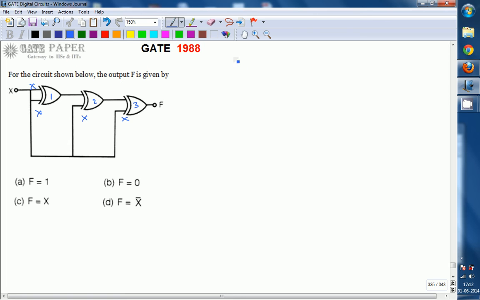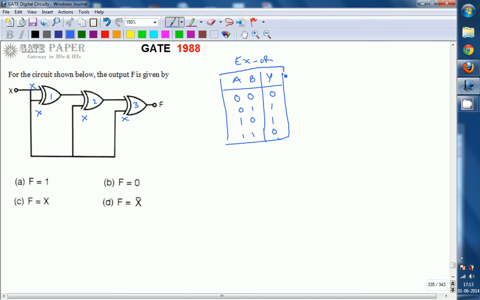So we should know the truth table of the XOR gate. Let us assume A, B are the inputs, and the output is Y, for example. The input combinations are 0 0, 0 1, 1 0, 1 1, and from this you get the outputs 0, 1, 1, 0. That is the truth table for the XOR gate. From this truth table we can conclude four important points that we will see.